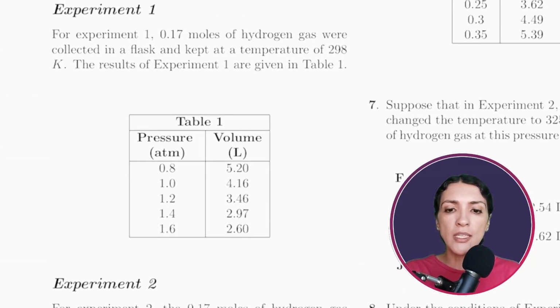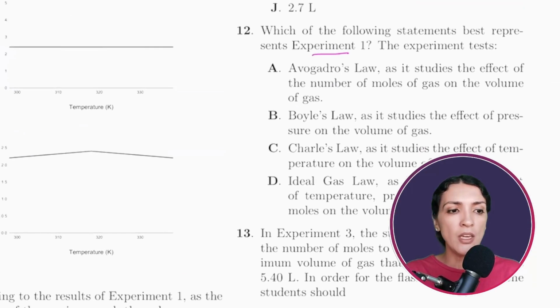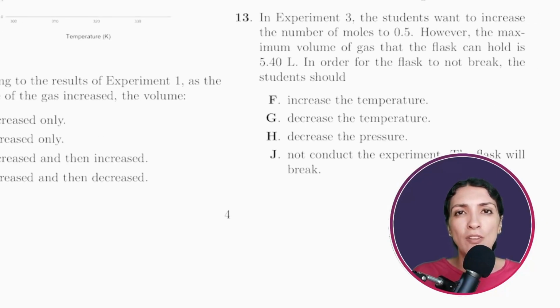So here we see that pressure was changed. So pressure is changed and volume is changed. But temperature was kept constant. So now we look for the choice that corresponds to that. And we see here for question 12, it's choice B that tells us that we're looking to find the effect of pressure on volume. Question 13 is one of the harder questions on this practice test.